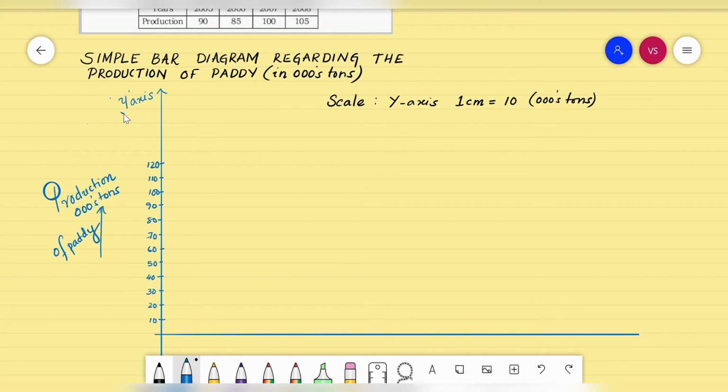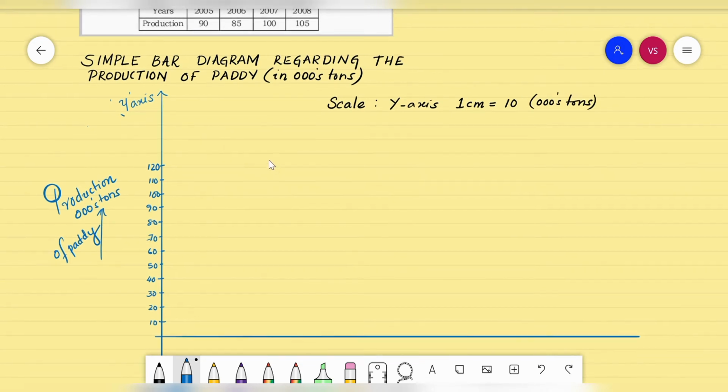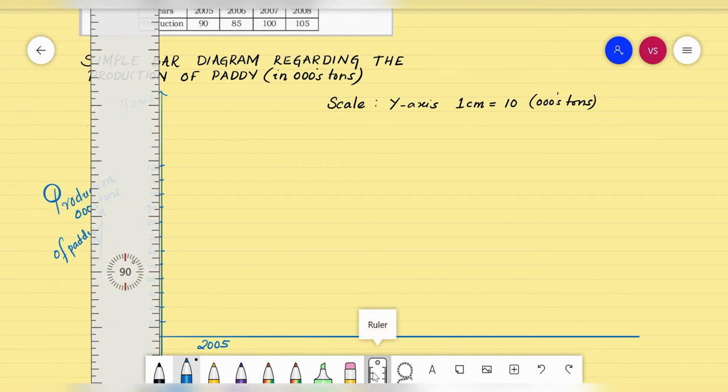So now let's take the first year. The first year is 2005. It's not visible, so I'll write it here: 2005. For 2005, the length of the bar should be 90. Is it right? Should be 90.